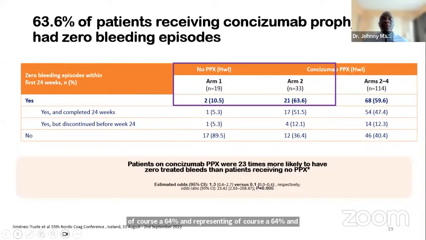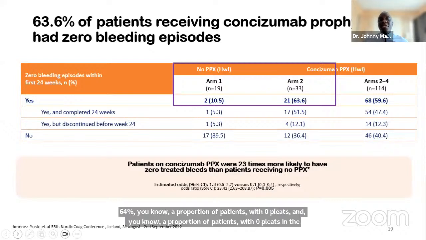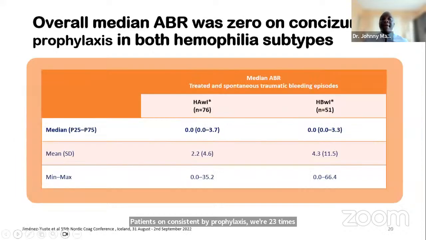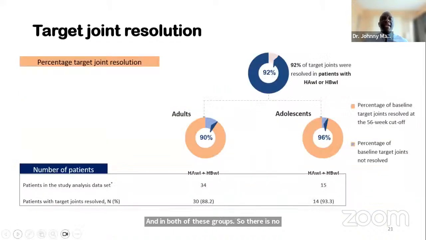Put differently, if one were to interpret this in terms of the odds ratio, patients on concizumab prophylaxis were 23 times more likely to have 0 treated bleeds when compared to no prophylaxis in this analysis. And then furthermore, the question, of course, you could ask is, was there a difference in inhibitor patients between those who had hemophilia A and hemophilia B? What is shown in this table is the median ABR of the patients in here with hemophilia A and B with inhibitors. You can see that the median is 0 in both of these groups. So there is no difference between the two at all.